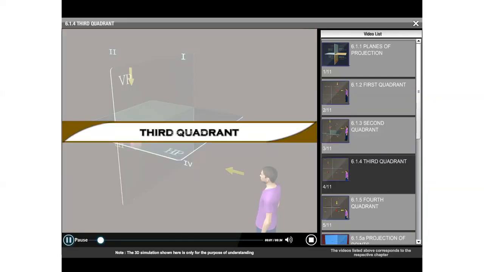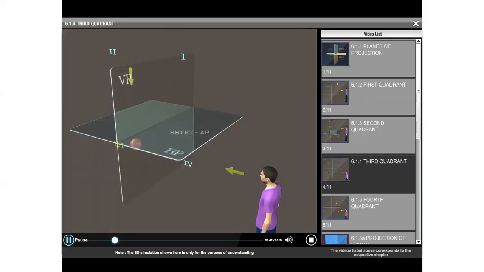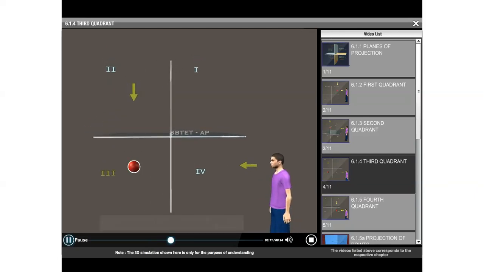Third quadrant. In this, we will see about the location of the object with respect to the third quadrant. It is a quadrant in which an object can be placed below the horizontal plane and behind the vertical plane with respect to the observer.